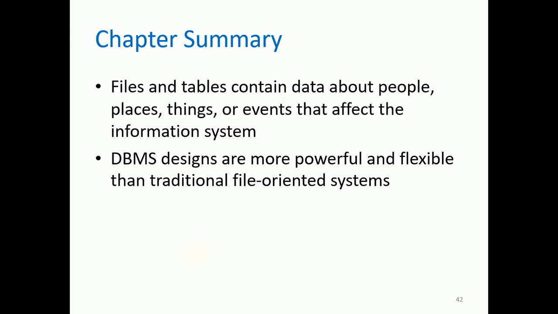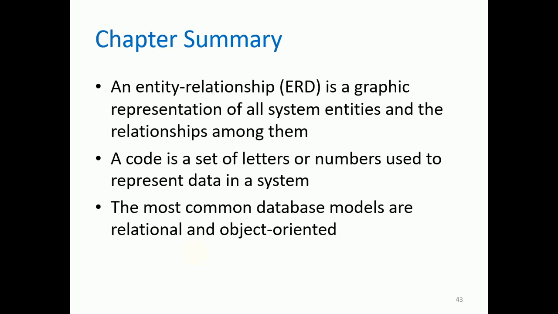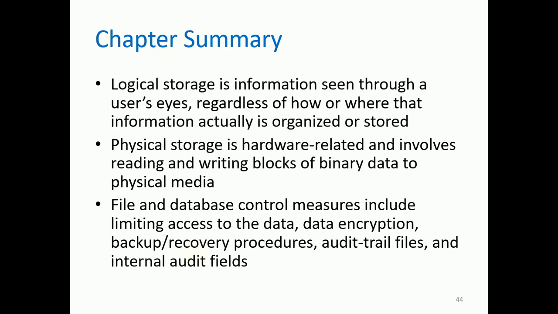Okay, so this is already the summary. Files and tables contain data about people, places, things, or events that affect the information system. DBMS designs are more powerful and flexible than traditional file-oriented systems. An entity relationship diagram, or ERD, is a graphic representation of all system entities and the relationships among them. A code is a set of letters or numbers used to represent data in a system. The most common database models are relational and object-oriented. Logical storage is information seen through a user's eyes, regardless of how or where that information is actually organized or stored.